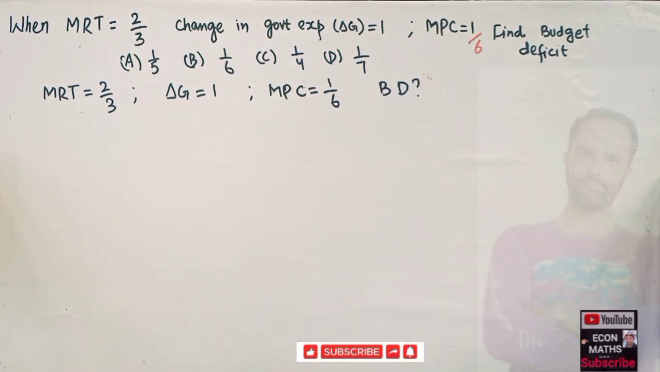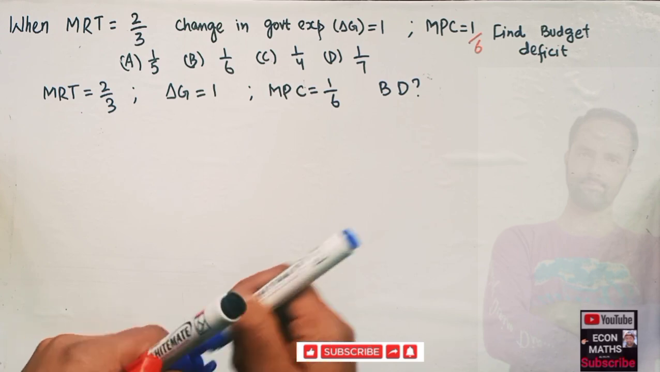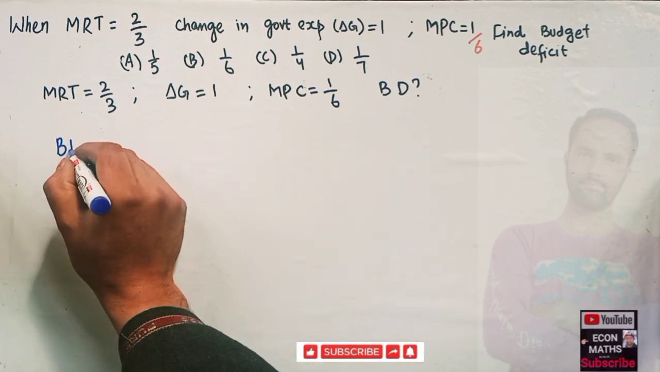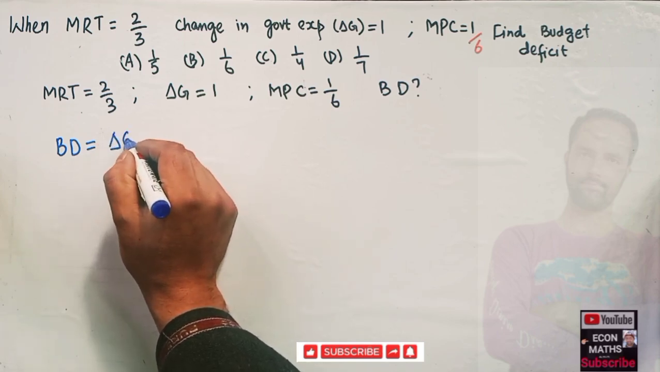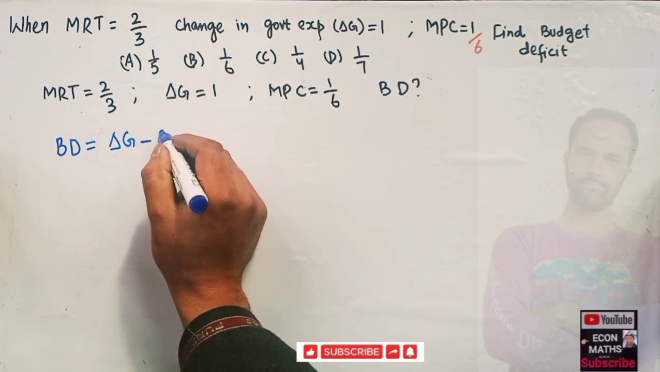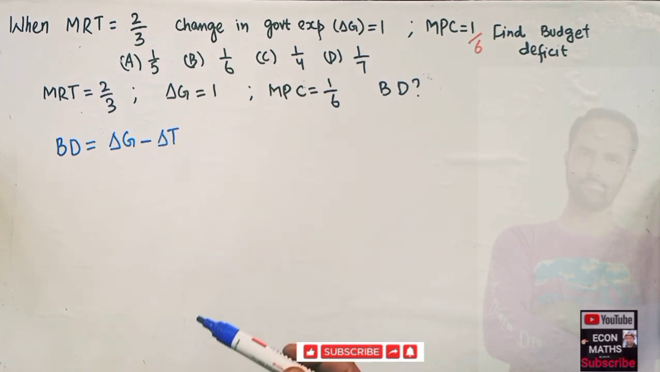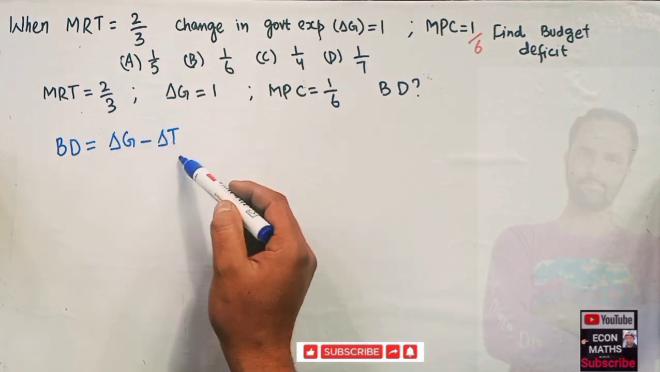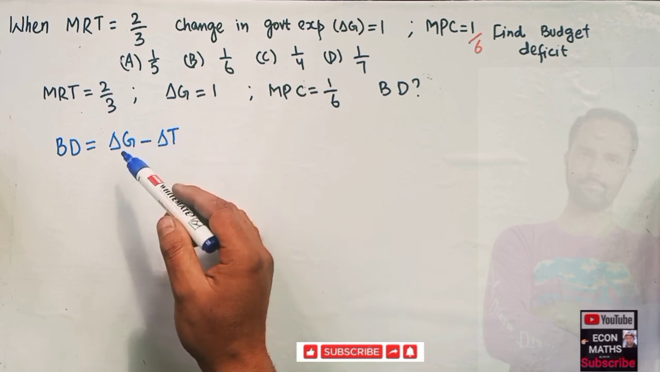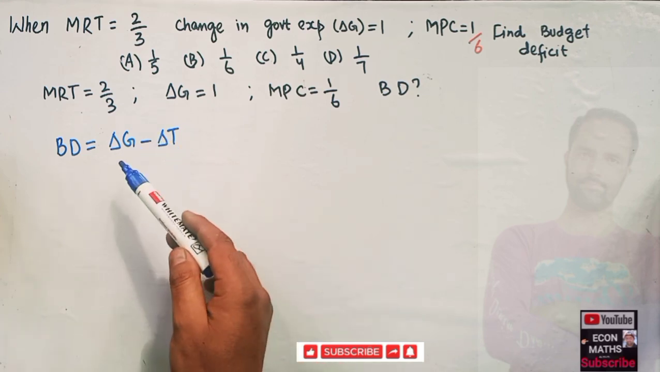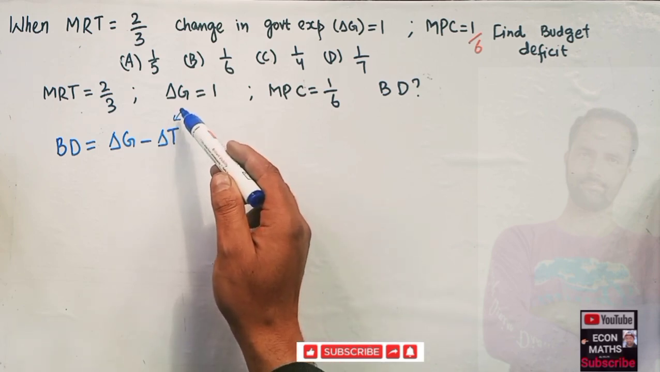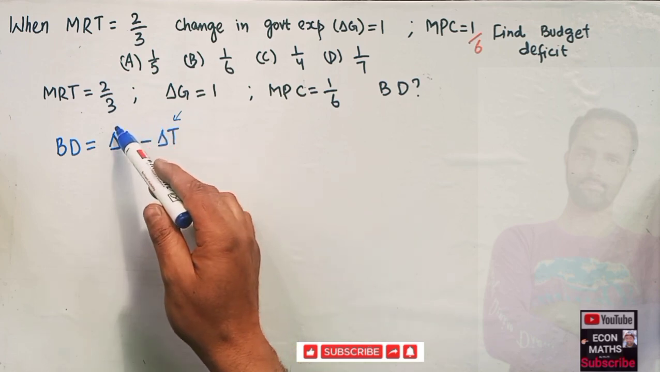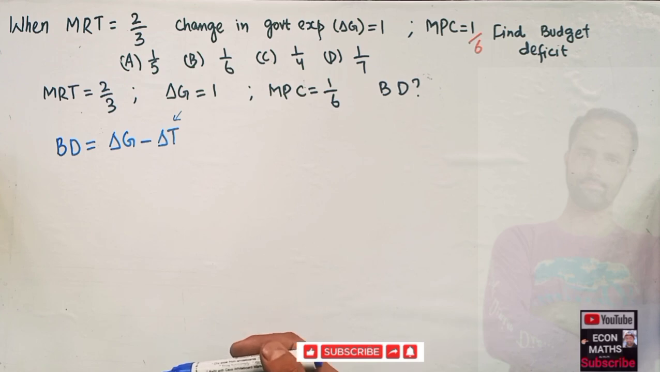Okay, so how do we solve this question? What is budget deficit? Budget deficit is equal to change in government expenditure minus change in taxes. Simply, this is our total government expenditure, this is our total tax revenue. So budget deficit is equal to del G minus del T. If government revenue is greater than expenditure, at that time we have what you call a surplus.